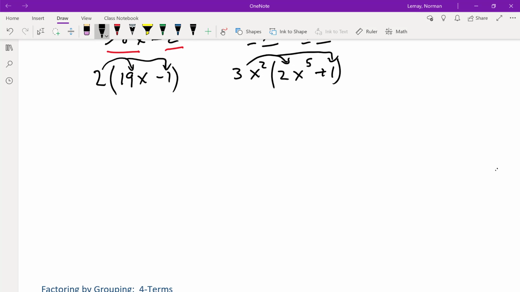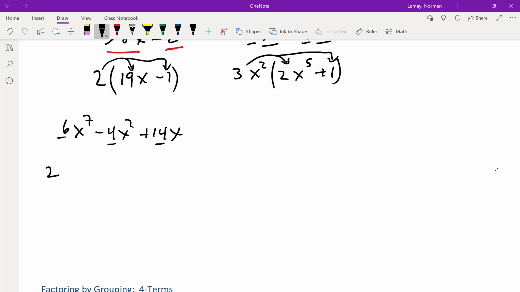My next example is 6x to the 7th minus 4x squared plus 14x. Again, we have all of these terms here. We've got 3 terms, and again numbers and letters. As I take a look at the 6, the 4, and the 14, I notice that these are all even numbers. So the question is, what is the largest even number that I can pull out? Hopefully we can all see that that's going to be the number 2.